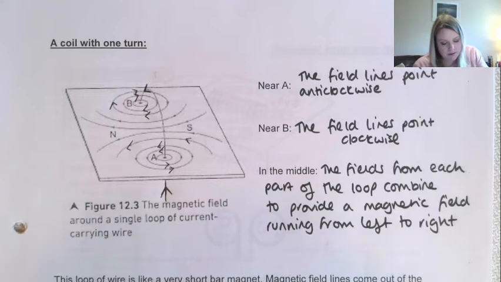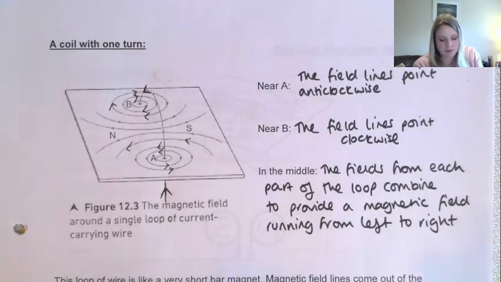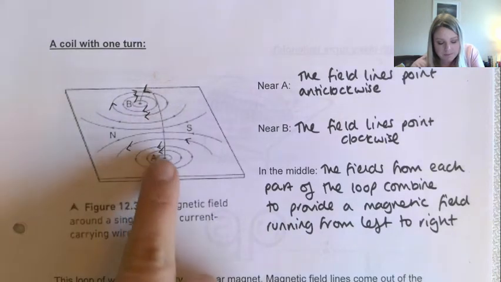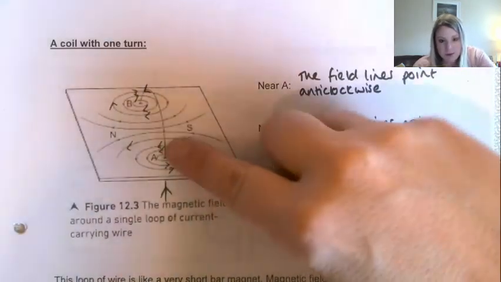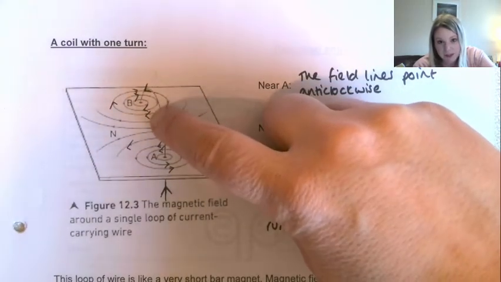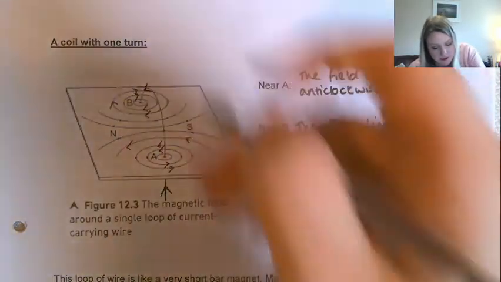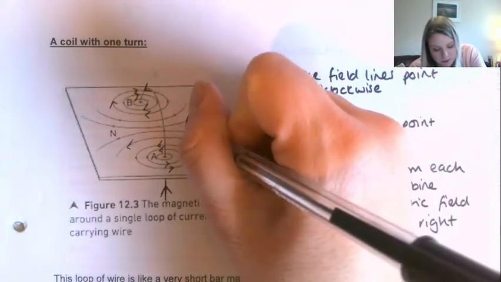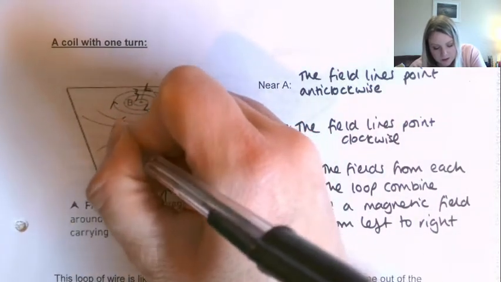Now, this wee bit in the middle, you can figure out the direction just by using the field lines here and here, because the ones at the top are pointing to the left and the ones at the bottom are pointing to the left, so it makes sense that these wee middle ones are going to be pointing to the left as well.